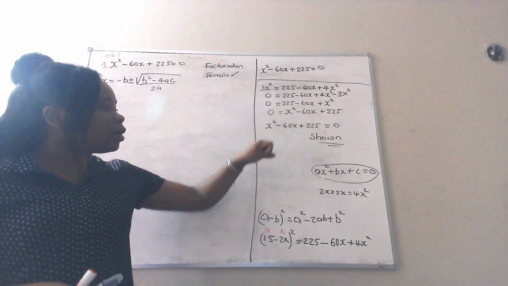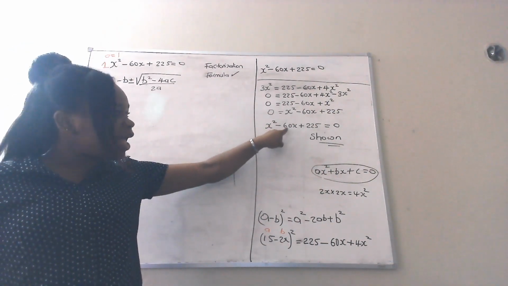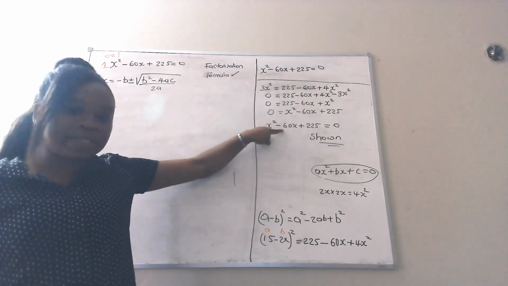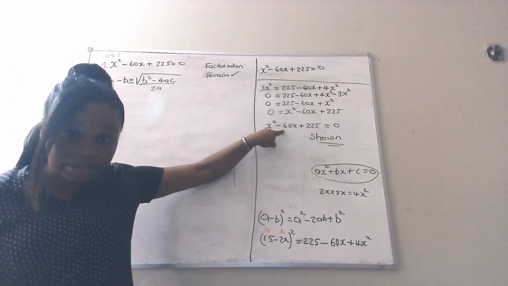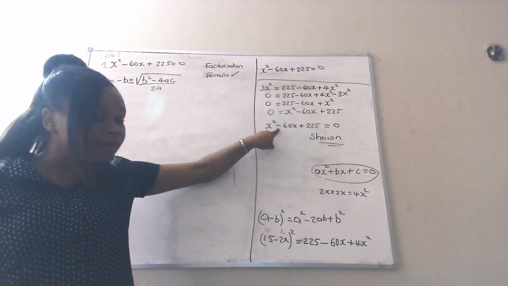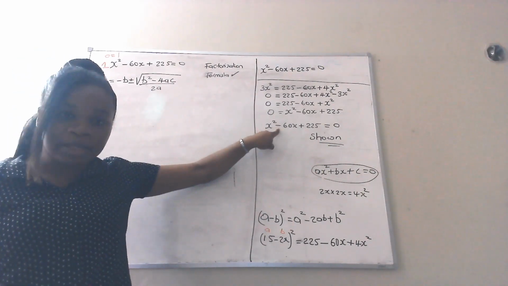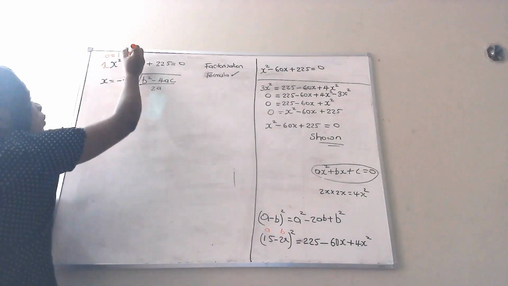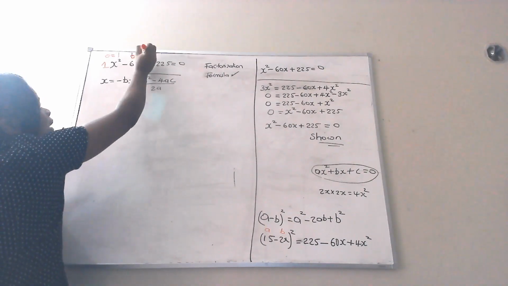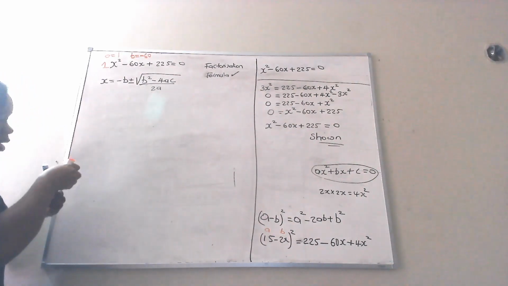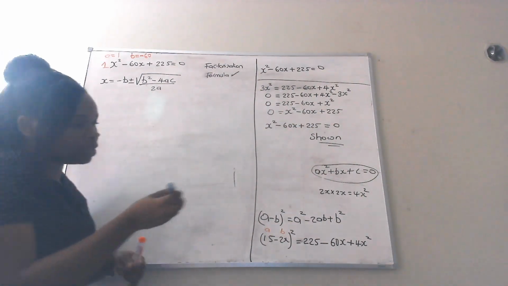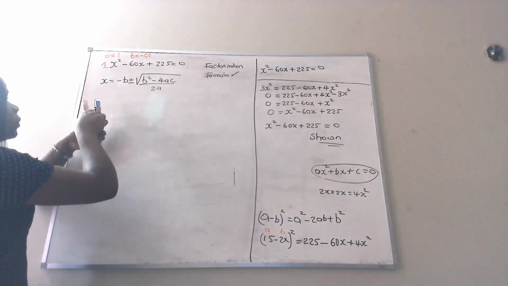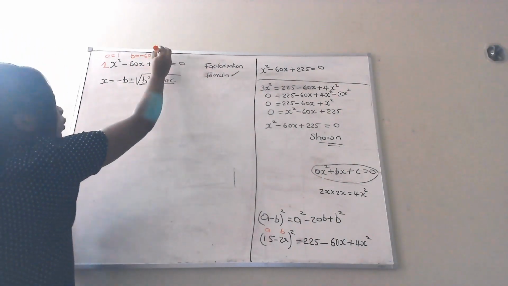B is the coefficient of x. Now, B is negative 60, not 60. Here's the minus. It is negative or minus 60. So B is minus 60. And our C, this is our C, it's just a number. And that is, here it is, 225.